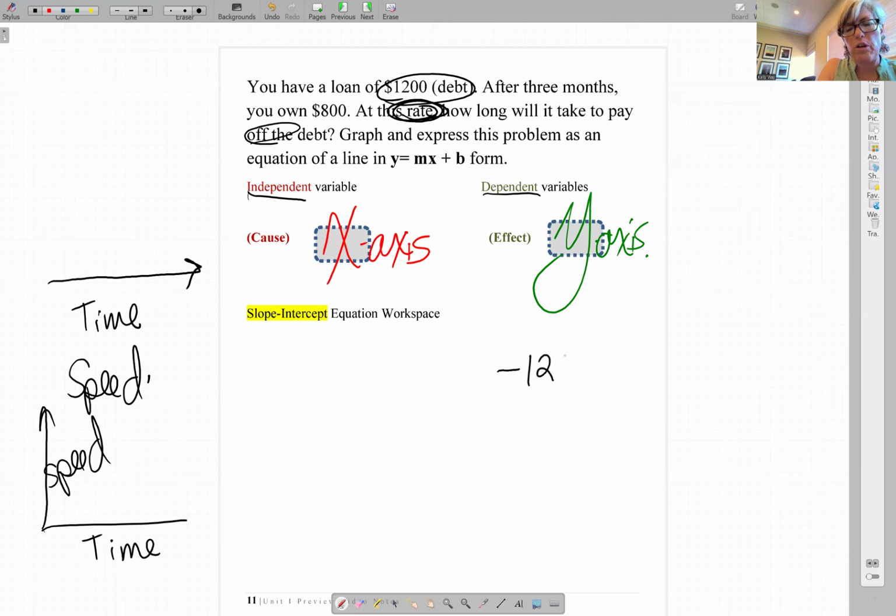So $1,200. We're already in debt. After 3 months, you owe $800. So notice what happened here. We went from $1,200 to $800 in a span of 3 months.